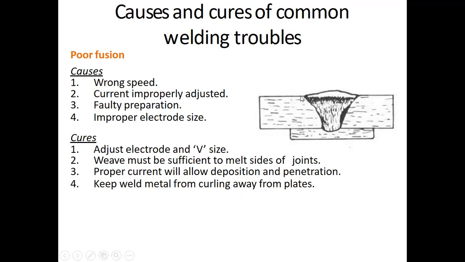Basically, that you will have that top portion, right? So if it curls away, like kind of a curve shape, so if that is avoided, then you can solve this problem of poor fusion.